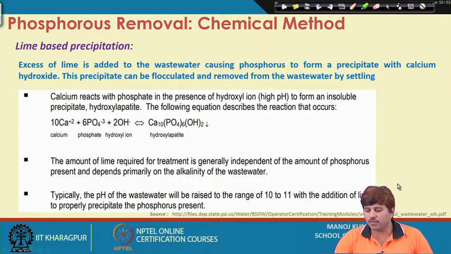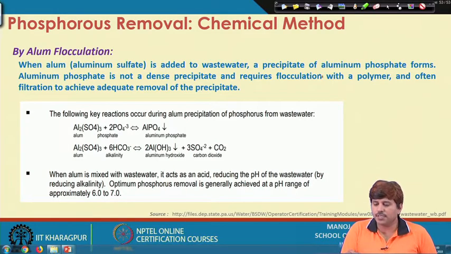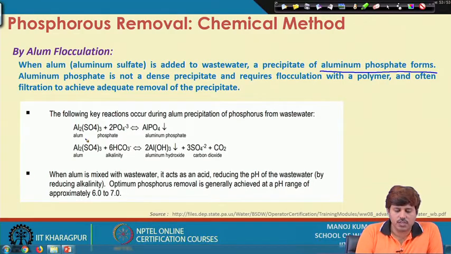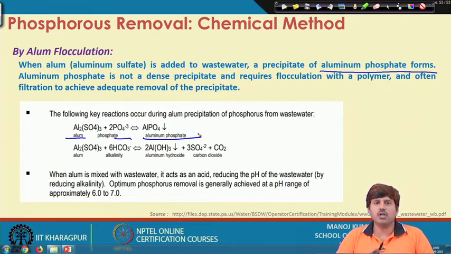These sludges are heavier, so they quickly get settled out, whereas in alum precipitation, aluminum sulphate, what we typically call alum, is added to the wastewater, and here a precipitate of aluminum phosphate forms, okay. So, this alum reacts and a precipitate of aluminum phosphate forms. This aluminum phosphate is not a dense precipitate, and that is why some kind of flocculation is needed, where we can add a polymer dose or something and it can flocculate that way.